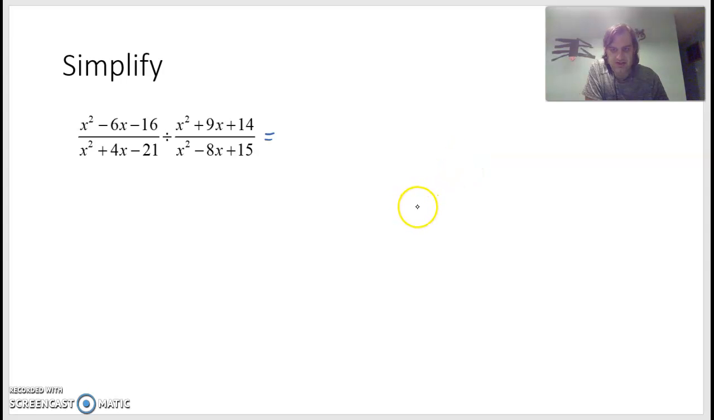Hey, it's Mr. Allred, and we are still simplifying rational expressions, which means simplifying fractions with variables in the denominator. The problem we're about to do is dividing fractions.